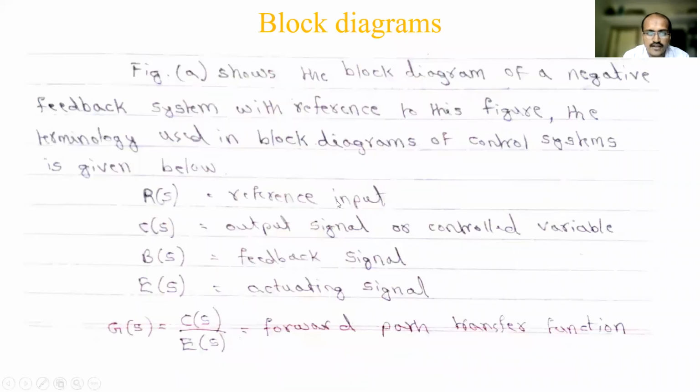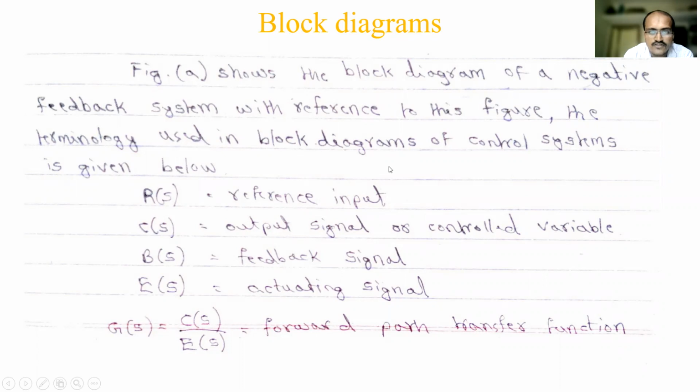So we'll see how we derive this. Figure A shows the block diagram of a negative feedback system. Why is it called negative feedback? Because the minus sign is shown there. In the feedback, if it is written plus, it is a positive feedback system. And you know that negative feedback means a negative feedback amplifier, while positive feedback means it will become an oscillator. In analog circuits, next we will be learning about that. So here it is a negative feedback system with reference to the figure.